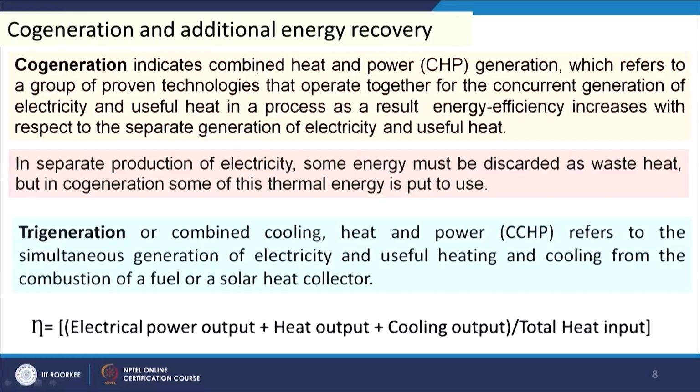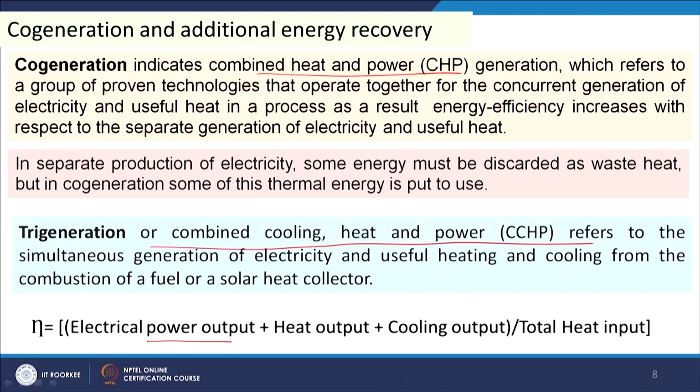There, cogeneration indicates combined heat and power generation, and the trigeneration concept is also developed, that is combined cooling, heat and power: heat applications, cooling applications and electricity generation. So, in that way people have seen that the efficiency can be improved. Now, this efficiency is equal to, in this case, electric power output plus heat output plus cooling output divided by total heat input. So, that way we can calculate the efficiency.